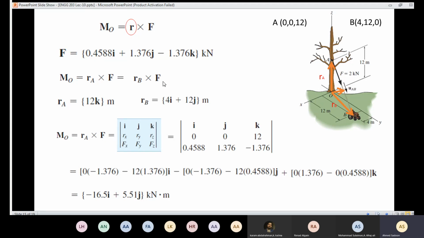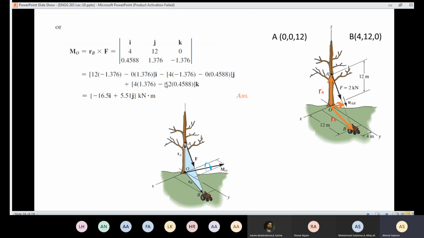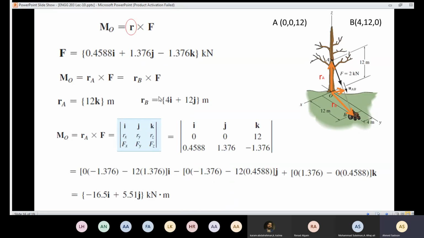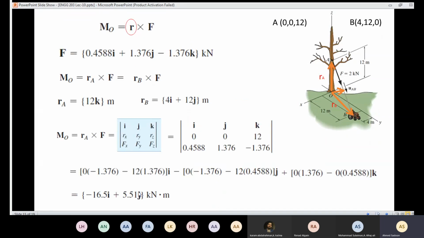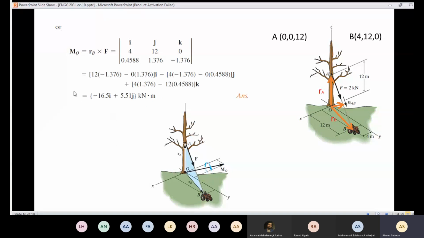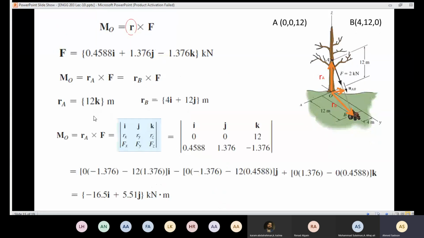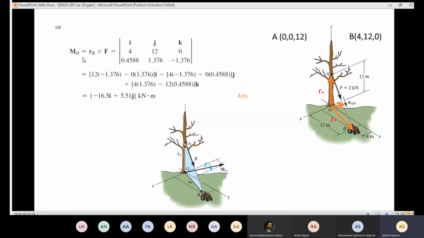So I may use that one as well. I can use RB, and in that case, I'm going to have 4, 12, 0 instead of 0, 0, 12. And if I evaluate that determinant, I'm going to get the same answer. So the answer here is the same as here, even though here I use RA, while here I use RB.